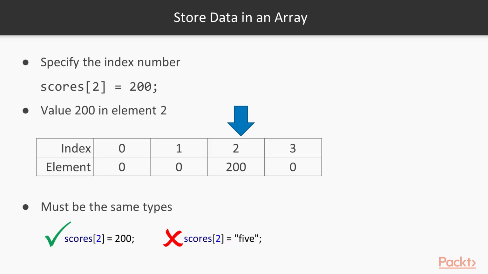Once you have created an array, you will want to start putting data in its elements. We do this by specifying the index number of the element into which we want to put data between square brackets following the array variable name. In this code snippet, we are storing the value 200 in the element number 2. If we represent this visually, the array will look something like this. Note how the other elements in the array are all 0. This is the default value for an integer, and each element in the array is initialized with the default value for that data type. Data stored in an array must be of the same type. An array of integers can only store integers, and likewise an array of strings can only store strings.